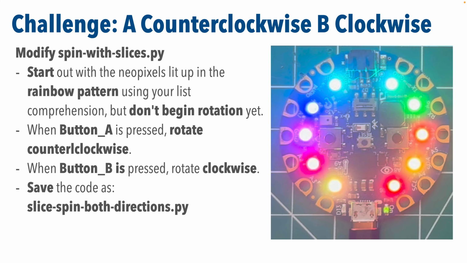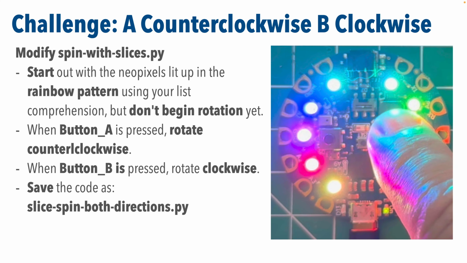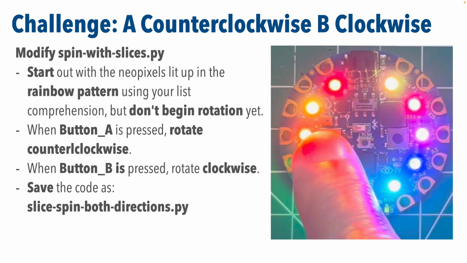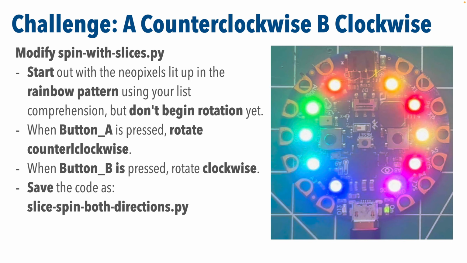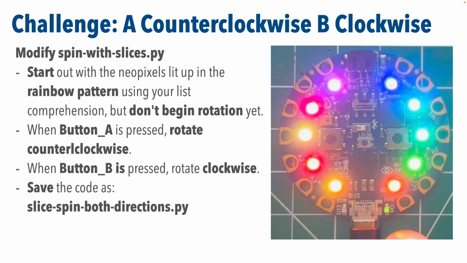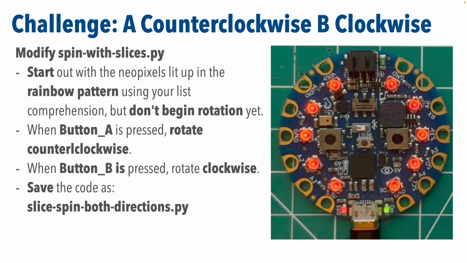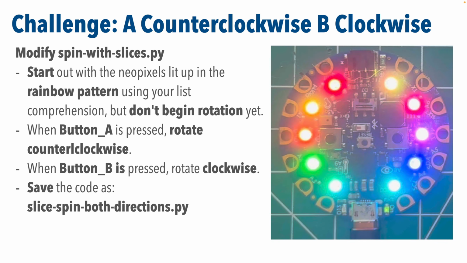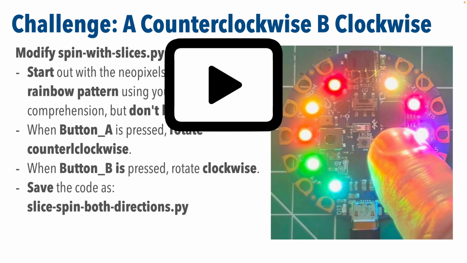This is what the code should look like when running. So the rainbow's motionless when the code first starts. Pressing A starts that counterclockwise rotation. Pressing B changes to the clockwise rotation. You should be able to continue to shift rotation by pressing the appropriate button. And you've got what it takes to make this happen. Why don't you give a pause, try this out, and when you're ready, let's resume and we'll compare answers.